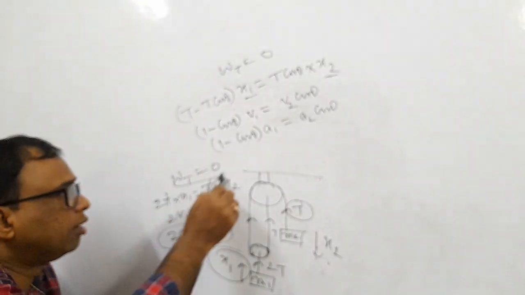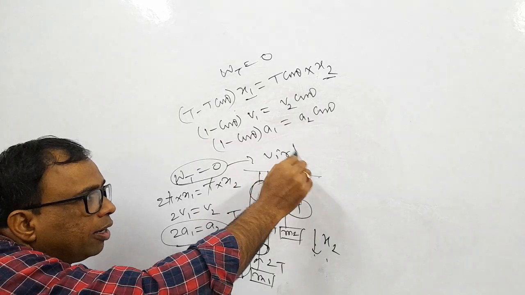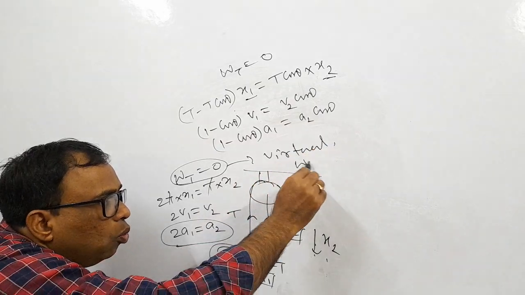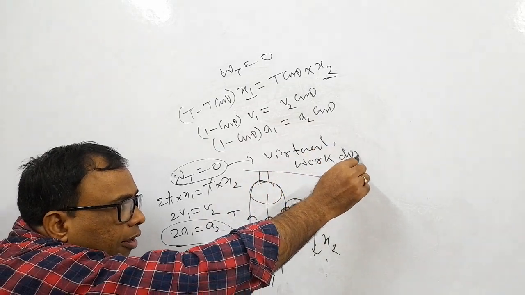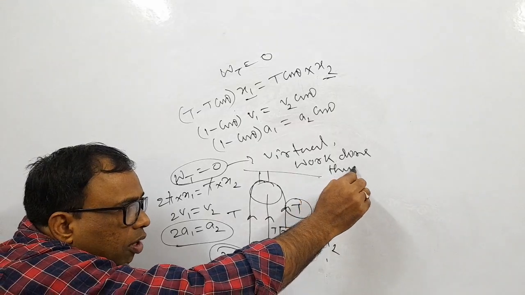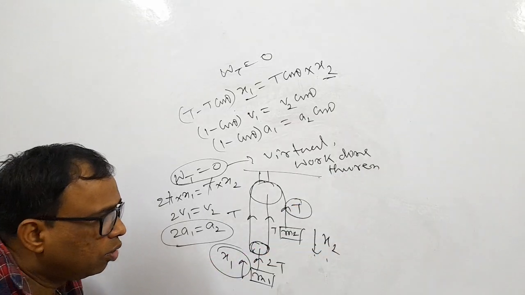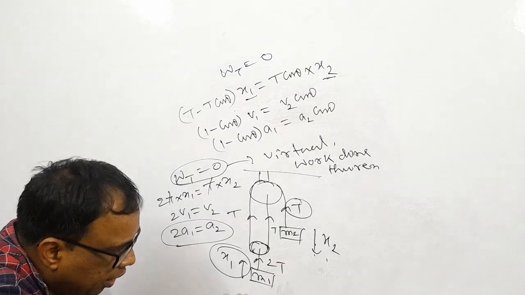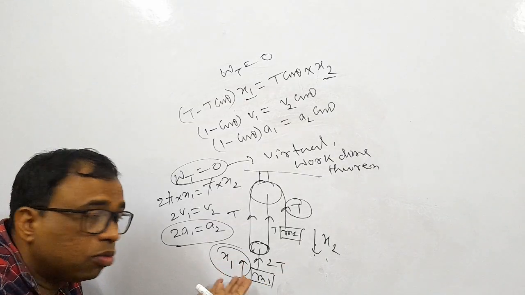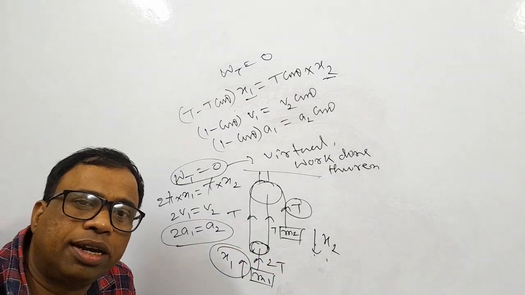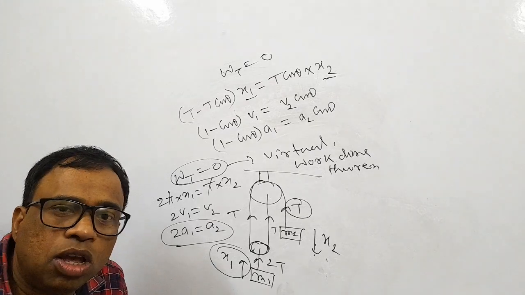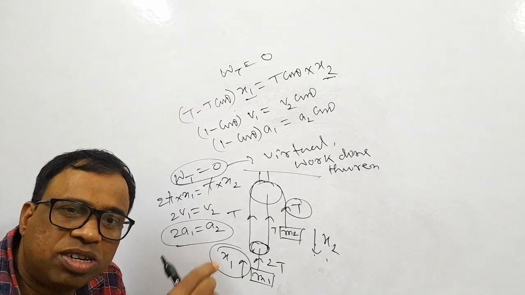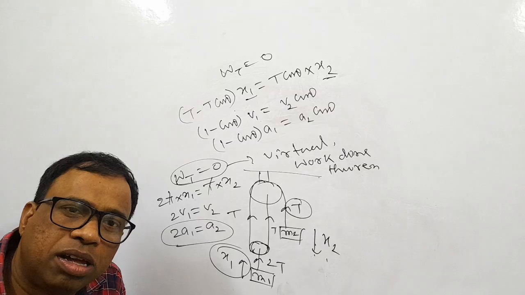This is called the virtual work done theorem. Okay? Virtual work done theorem. This is what it is called. Okay? We displace this slightly by x2, and this also has a slight displacement. The work done at that time is called virtual. We do not disturb the system, we just take a slight displacement of the body.